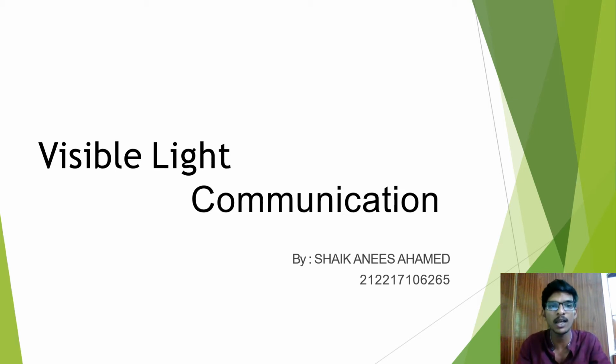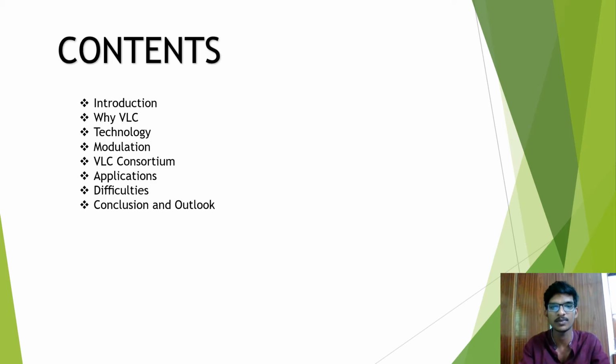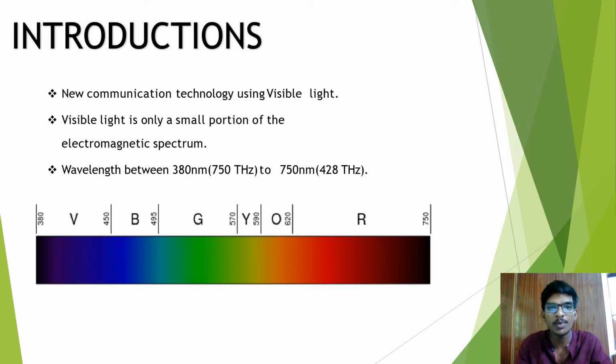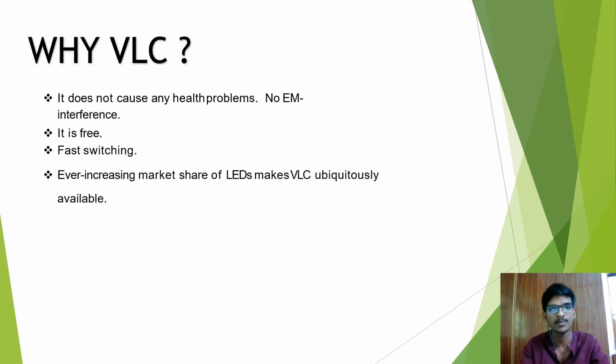And now I am explaining about visible light communication, a new communication technology using visible light. Visible light is only a small portion of the electromagnetic spectrum, with wavelengths between 380 nanometers and 750 nanometers.